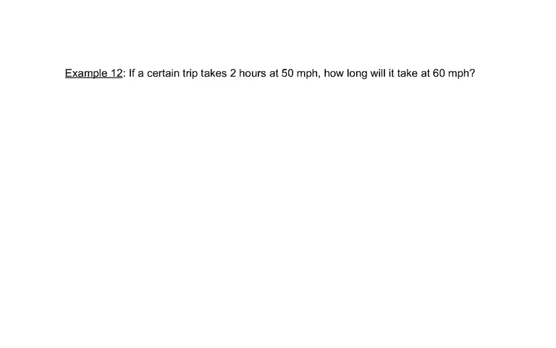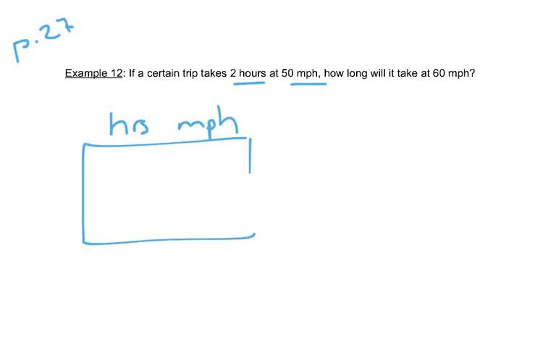So we'll continue on with example 12. We're at the bottom of page 27. If a certain trip takes 2 hours at 50 miles per hour, how long will it take at 60 miles per hour? So we have two units here. We have hours and miles per hour. So we'll put this on top for our box.